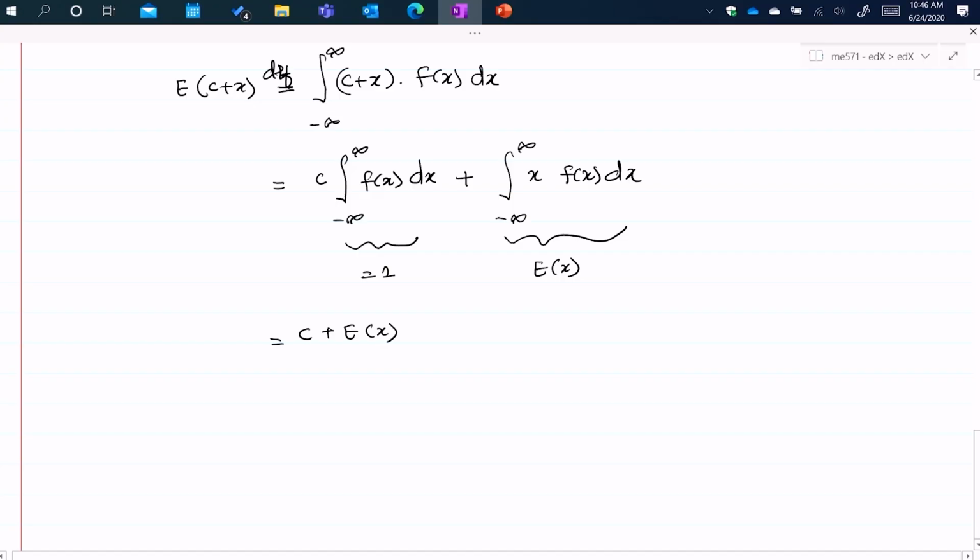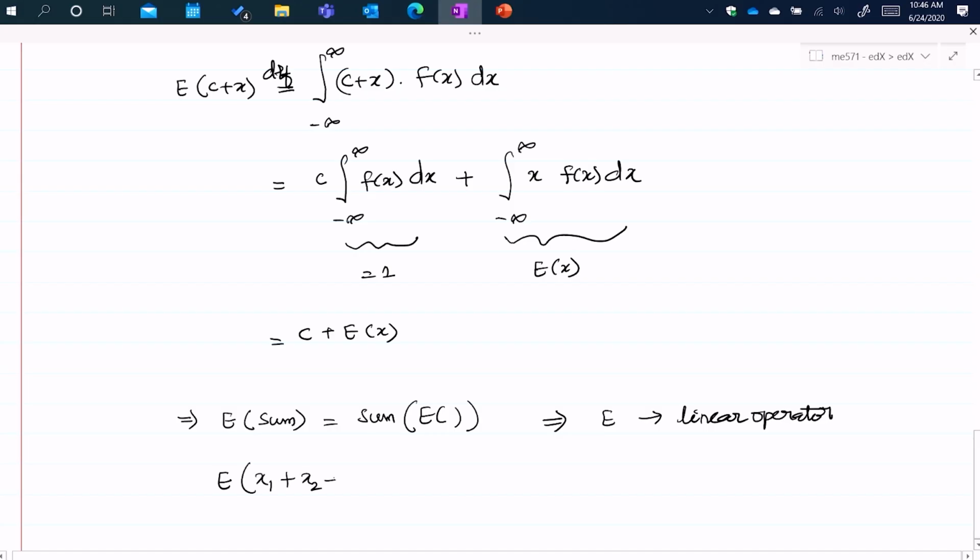And an important property of this is that the expected value of a sum is always going to be equal to the sum of the expected values. This in turn means expectation is a linear operator. You can think of expectation as a linear operator. So in other words, the expected value of x1 plus x2 and so on up to xn, where there are n random variables, is going to be equal to the summation over i of the expected value of xi. That is what I meant by expectation being a linear operator.